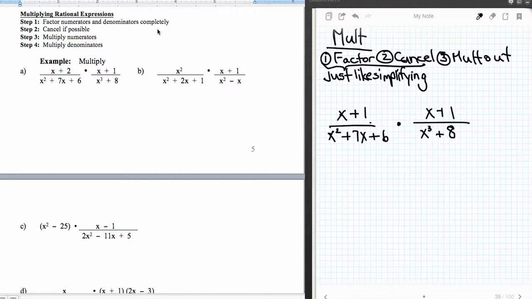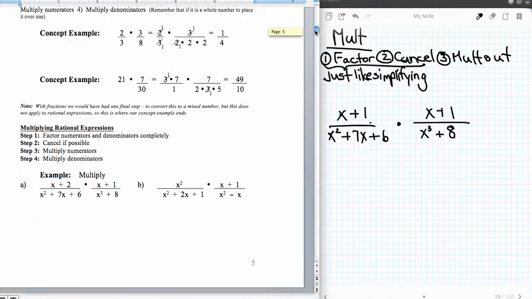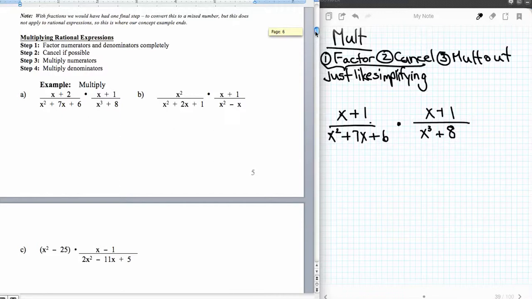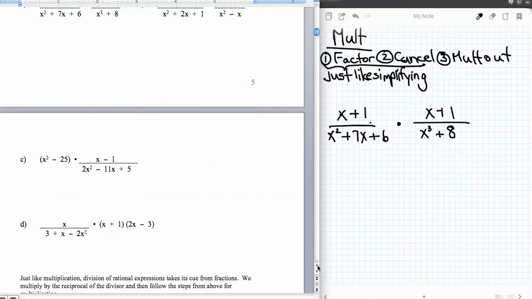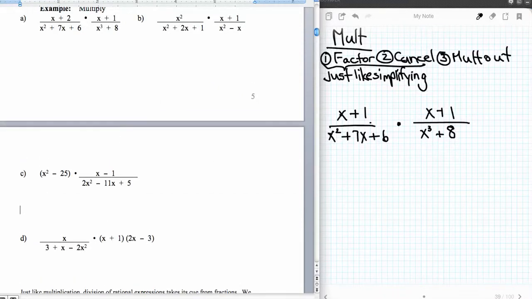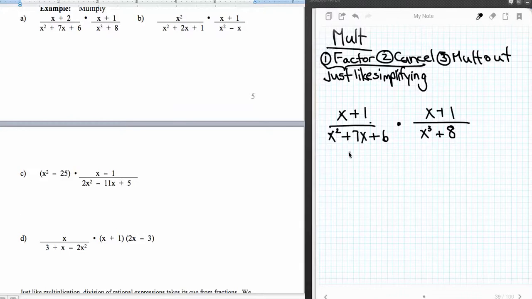Step number 1, factor the numerators and denominators completely. Step number 2, cancel if possible. Step number 3, multiply the numerators. Step number 4, multiply the denominators. Now, in multiplying the numerators and the denominators, some books will simply place those as multiplied in theory, and others will physically multiply them out. Typically, a basic algebra book will multiply them out in their entirety, multiplying polynomials by one another. In intermediate algebra texts, they usually symbolically multiply.